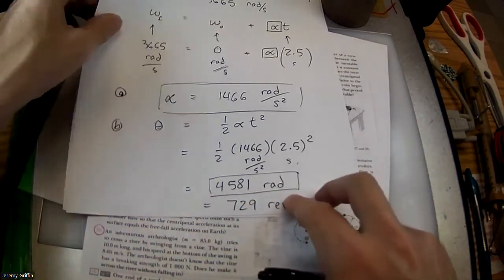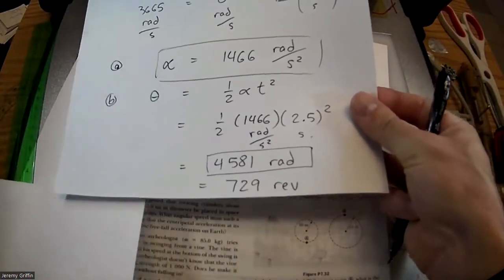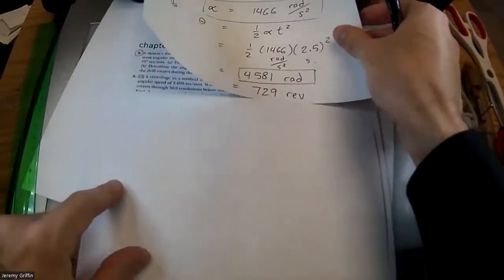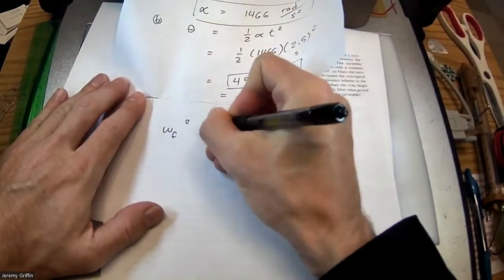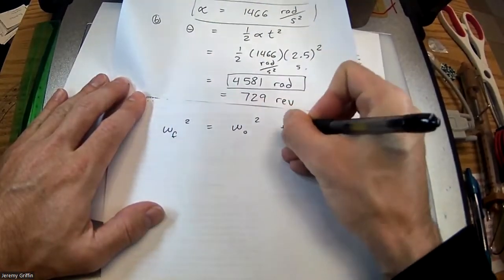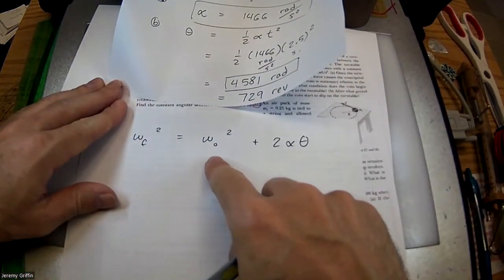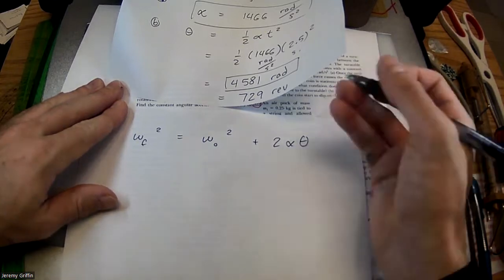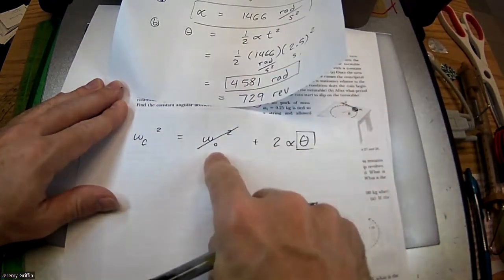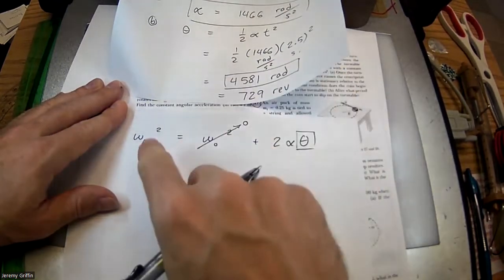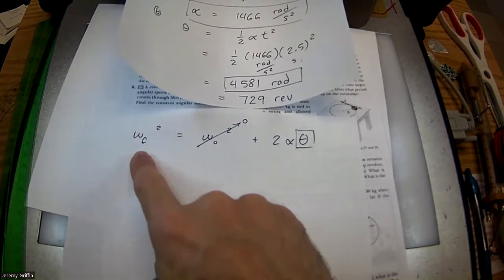Now, you could have done this a different way too. So the answer is what, 4581 radians? You could have said omega final squared equals omega initial squared plus 2 alpha theta. Isn't that analogous to vf squared equals v naught squared plus 2ax? I could have solved this way, and you should get the same answer. So this number is still 0, so this goes away. But you have to solve for those first. Good. But you can do this real fast.